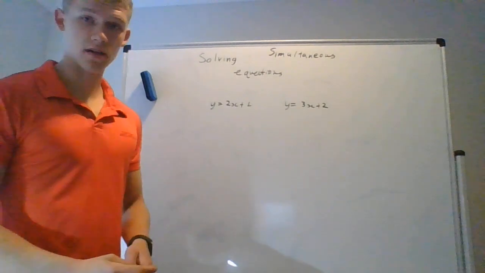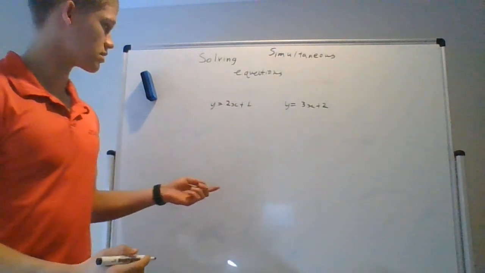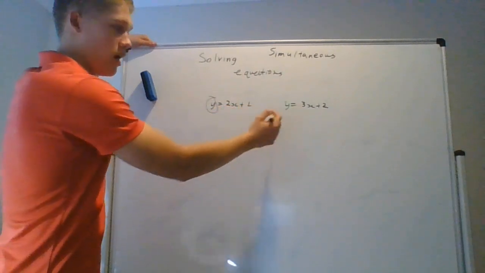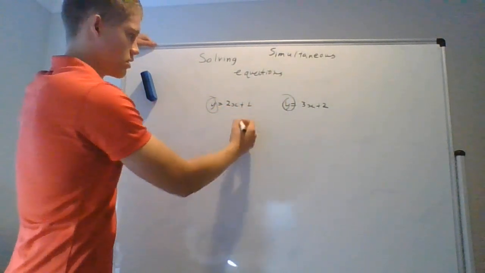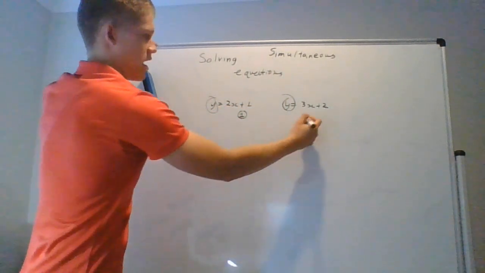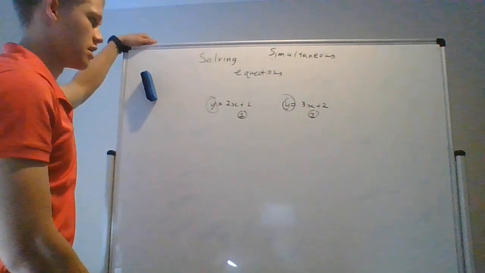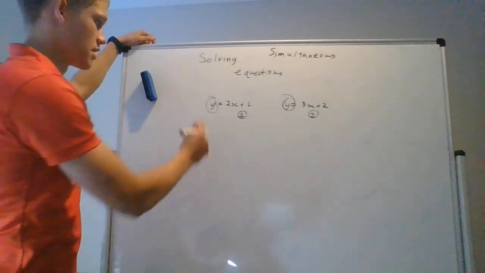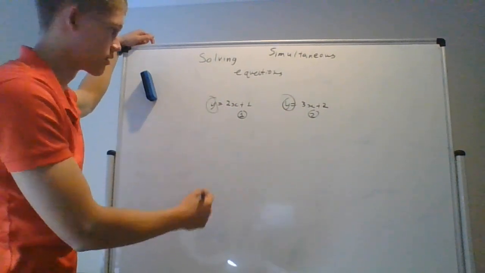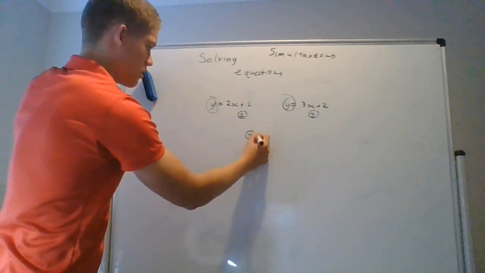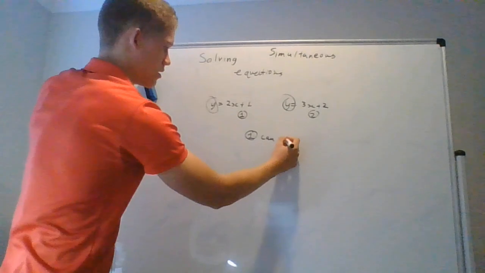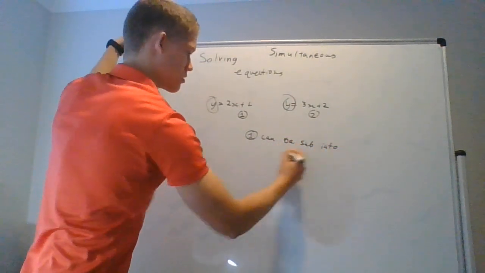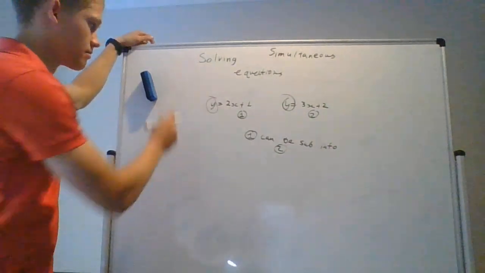So for the substitution method, you can sub in points. So y equals this, but y also equals that. So this is our equation 1 and our equation 2. Now to solve these equations, we can sub them both in because they both equal the same thing. So 1 can be subbed into 2, or vice versa.